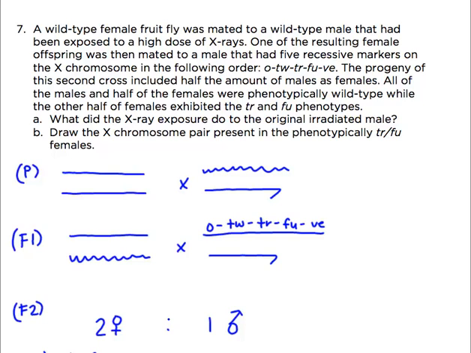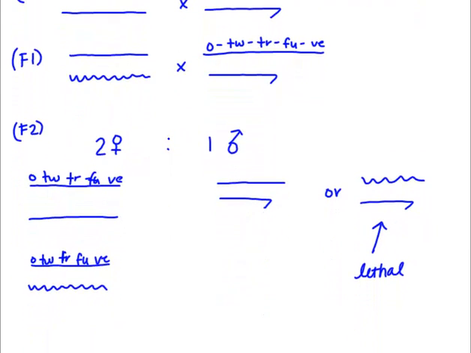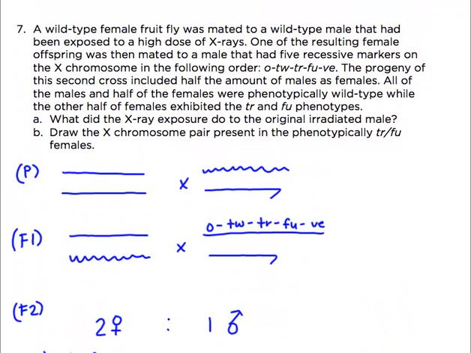It says all of the males and half of the females were phenotypically wild type. That makes sense for the males, because the only way to get phenotypically recessive would be to get the X chromosome from the father, and obviously males don't get the X chromosome from their father. And it's saying half of the females were phenotypically wild type, but the other half of the females exhibited the TR and FU phenotypes.